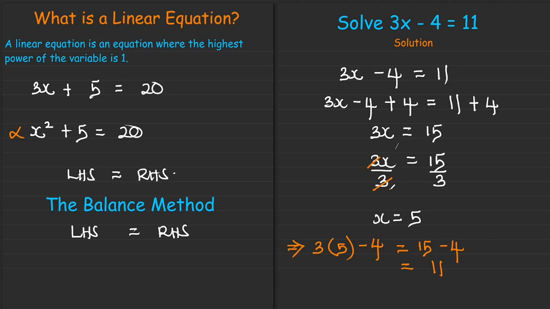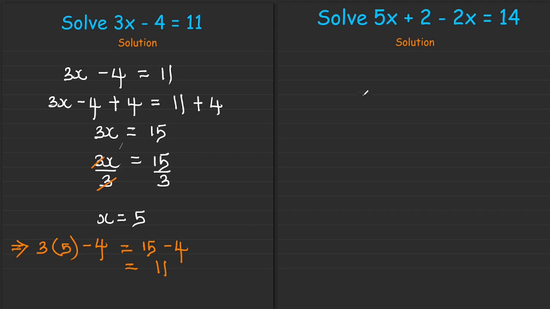Now there are cases where you might have more than one term containing x, and we make it simple by grouping and simplifying the like terms first. Let's look at such examples. For our second example, what do we have here? It says 5x plus 2 minus 2x equals 14. Since there is more than one term containing x, you would have to group them together and simplify.